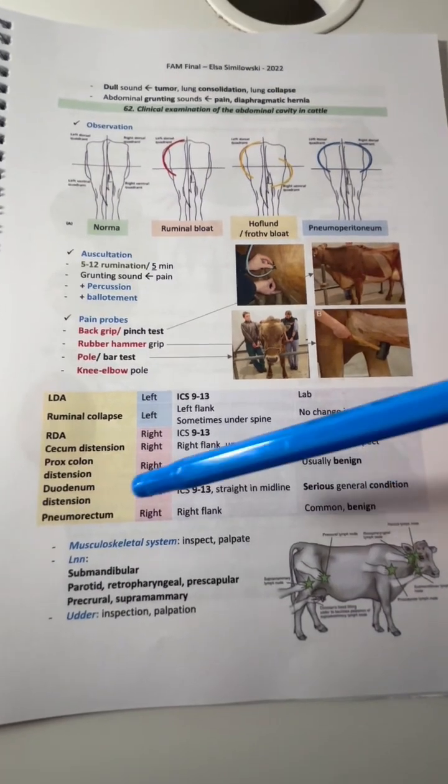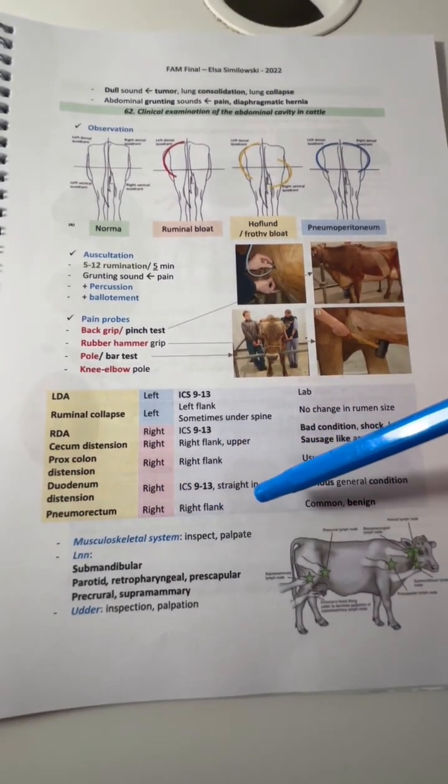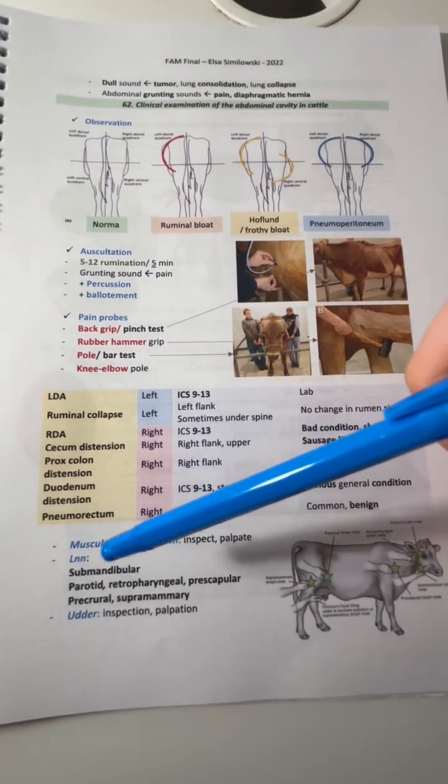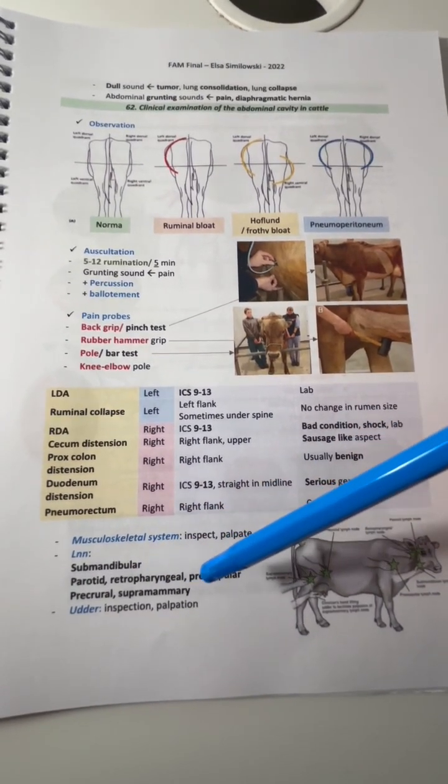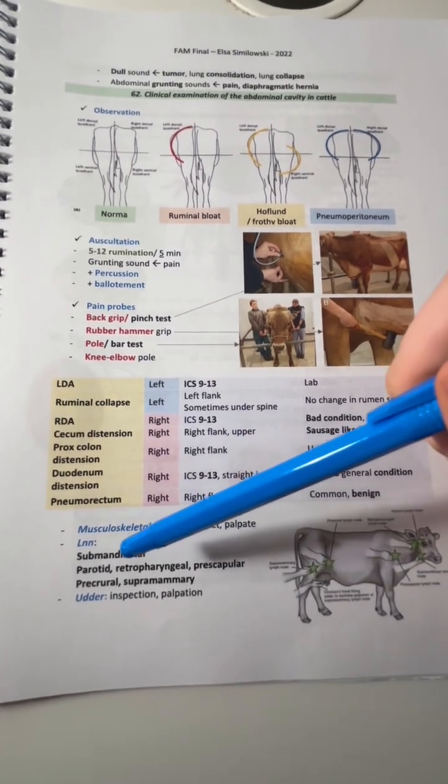When inspecting the musculoskeletal system, inspect it, palpate it, check the lymph nodes such as the submandibular, the parotid, the retropharyngeal, the prescapular, as well as the supramammary lymph node. And for the udder, inspect and palpate.